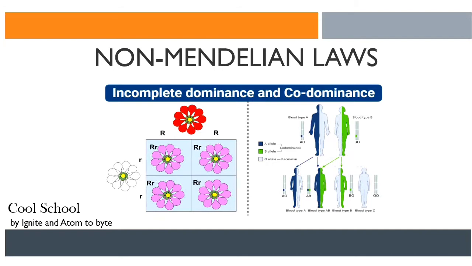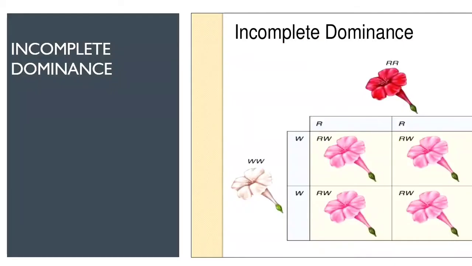Moving forward, now we are going to start with the non-Mendelian laws. At present, we will be discussing two non-Mendelian laws, incomplete dominance and codominance. So what is incomplete dominance? As you can clearly see in the picture, incomplete dominance is most often observed in the dog flower, also known as snapdragon or Antirrhinum species. The flower color is affected in this case.